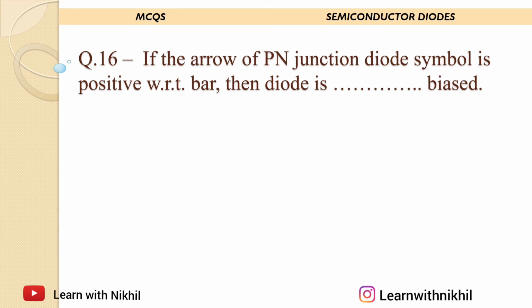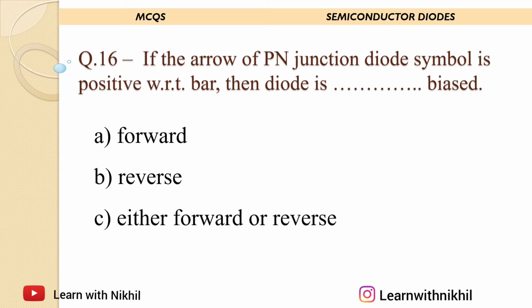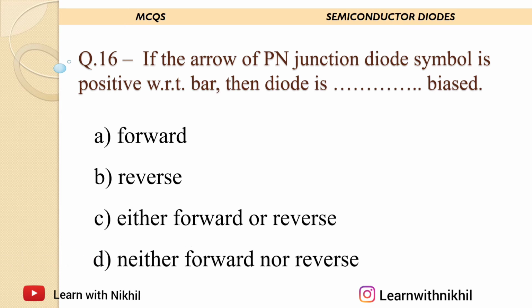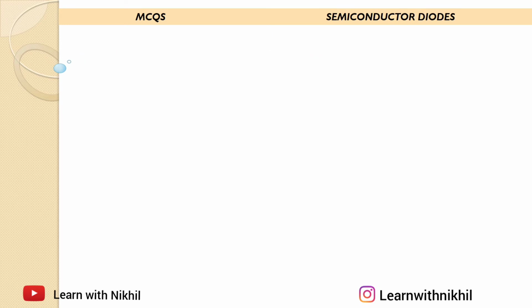Next, if the arrow of a PN junction diode symbol is positive with respect to bar, then the diode is dash biased. Forward, reverse, either forward or reverse, neither forward or reverse. So the answer is forward.